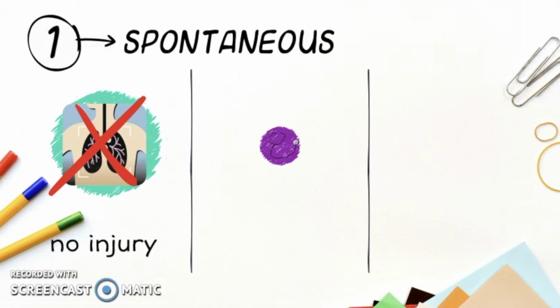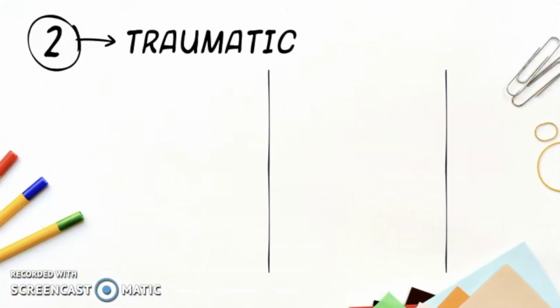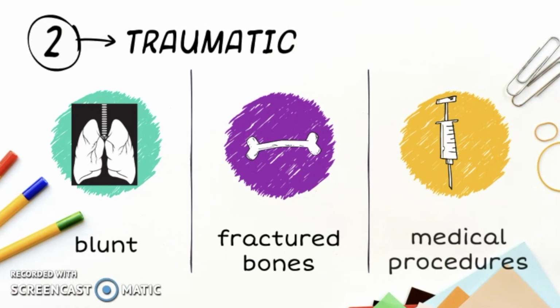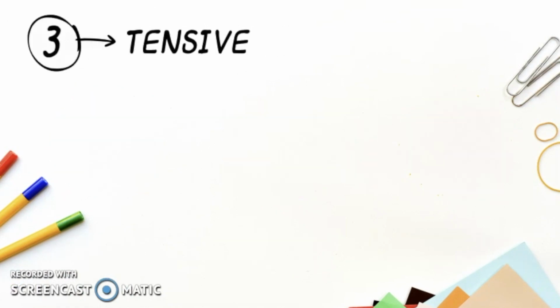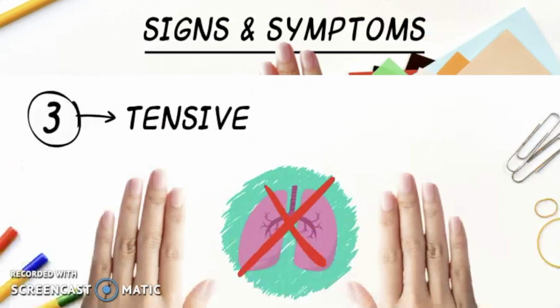Spontaneous occurs without any obvious injury. Primary occurs in the healthy, while secondary occurs in those with underlying lung disease. Traumatic occurs when there is a blunt chest injury due to a fractured bone or medical procedure. Tensive occurs when a respiratory injury allows air entry but does not allow exit.